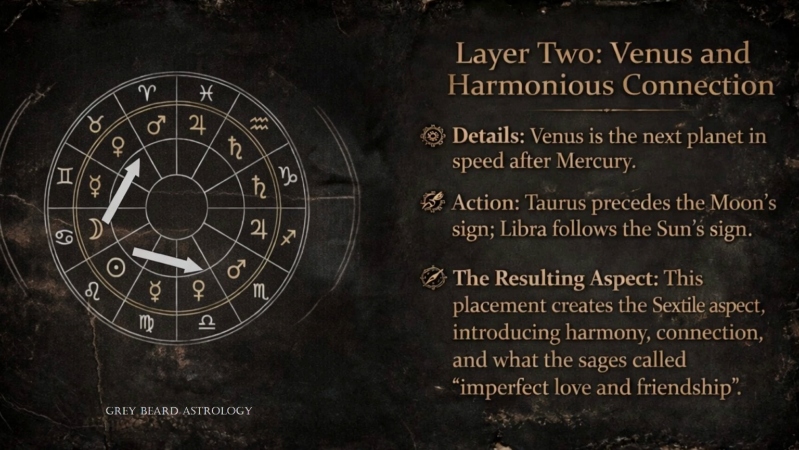We'll go into that a little later. I just want to illustrate to you that now we have a location for Venus, and it is 2 signs away from the luminaries. So Venus obviously is the next in speed and location from the sun. Taurus precedes the moon. Libra follows the sun.